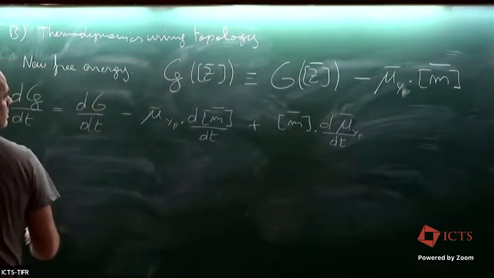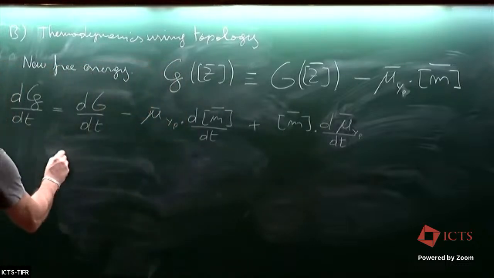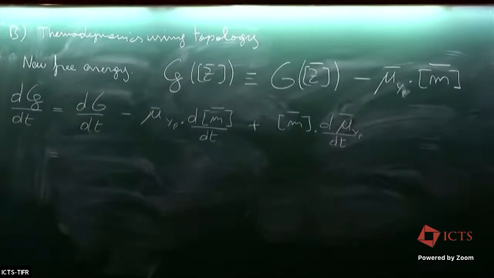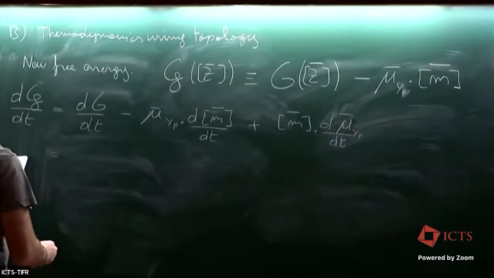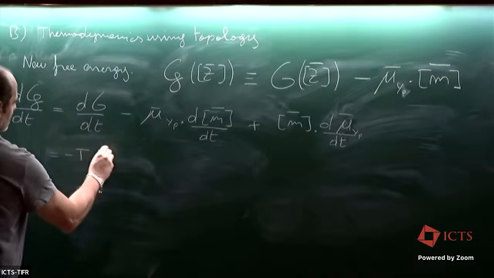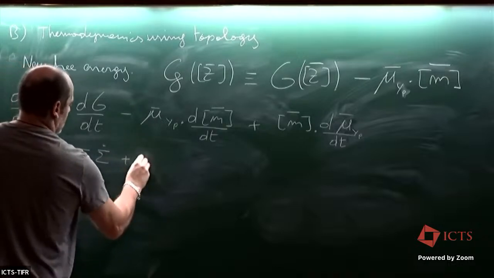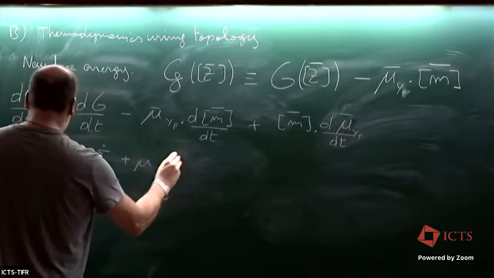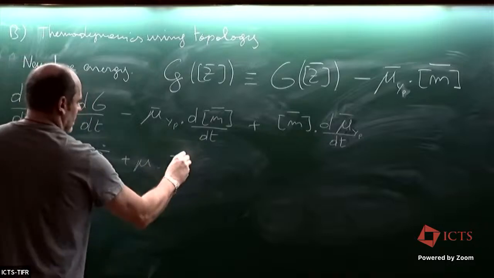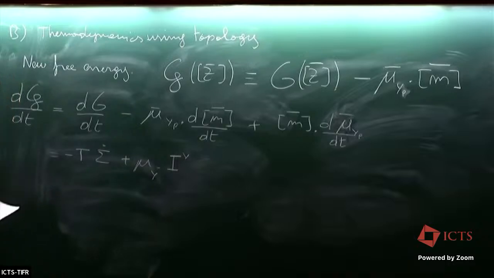Good. Now, I simply use what we found for the second law here. So we had that this is minus T times the entropy production plus mu times I, which only lives in the Y part of the space.